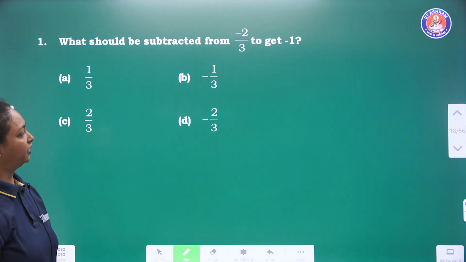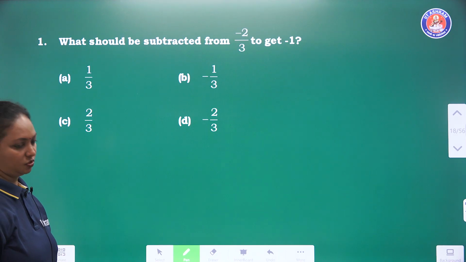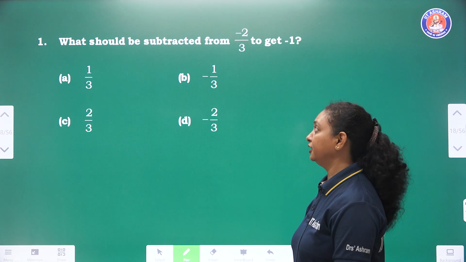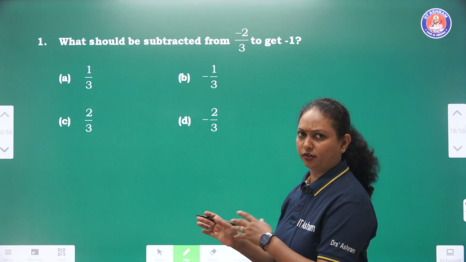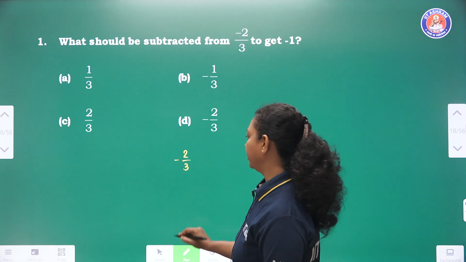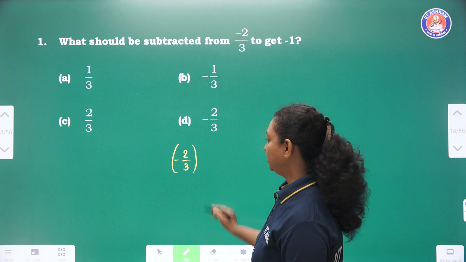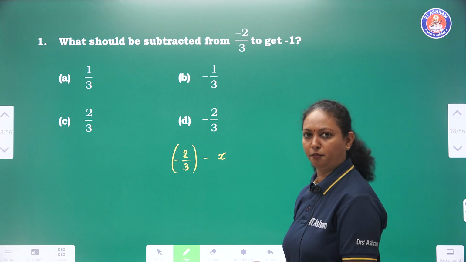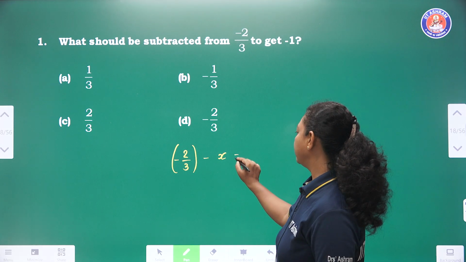What should be subtracted from minus 2 by 3 to get minus 1? It's a simple question, right? You can go with the sequence also. Let us understand. Suppose we assume that x should be subtracted from minus 2 by 3 to get the answer as minus 1.